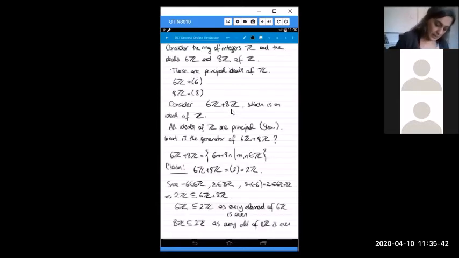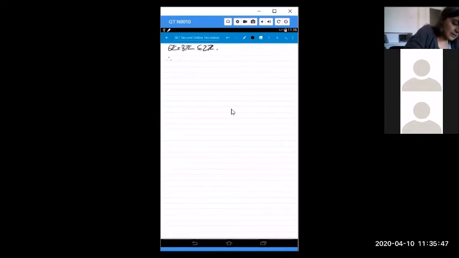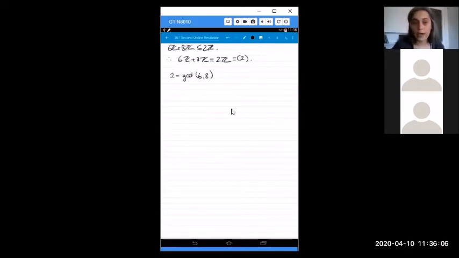Combining this one and the first one we have found, meaning that 6Z plus 8Z is nothing but the ideal generated by 2, which is 2Z. Okay, as you notice here, 2 is just the greatest common divisor of 6 and 8. Yes, of course, greatest common divisor.